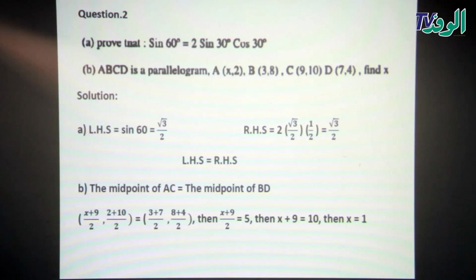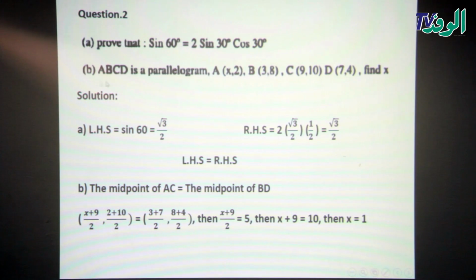If they are equal يبقى انا صح. تعال نشوف ازاي. هنا في left hand side we have sin 60 يبقى LHS is sin 60, which is root 3 over 2. The right hand side is 2 sin 30 cosine 30 يبقى RHS is 2 times sin 30 اللي هي over 2. Cosine 30 is root 3 over 2. When we evaluate it we can get root 3 over 2. When we compare both sides they are equal, then left hand side equal right hand side.